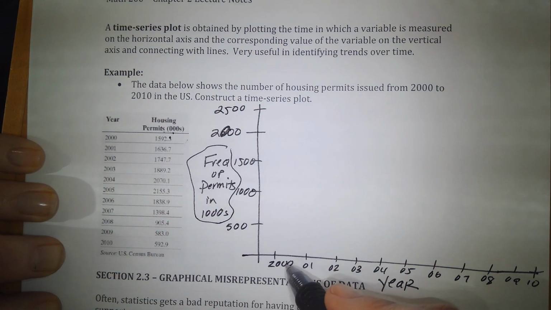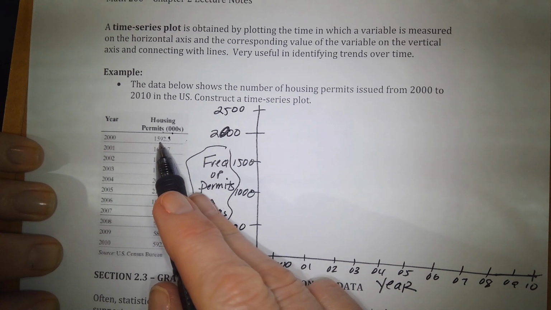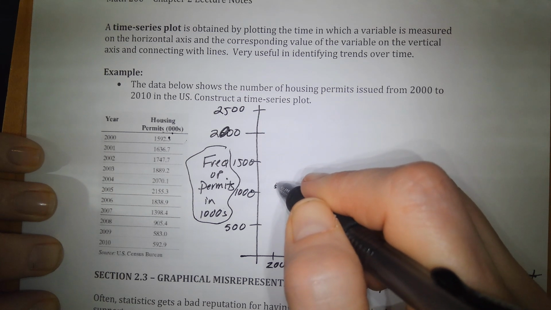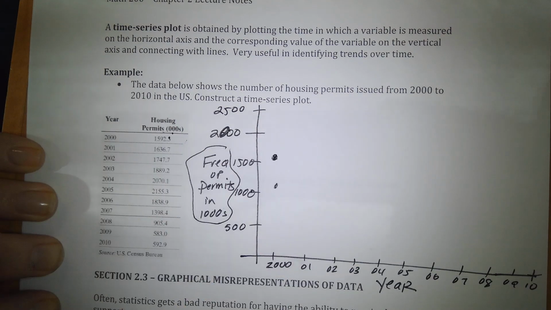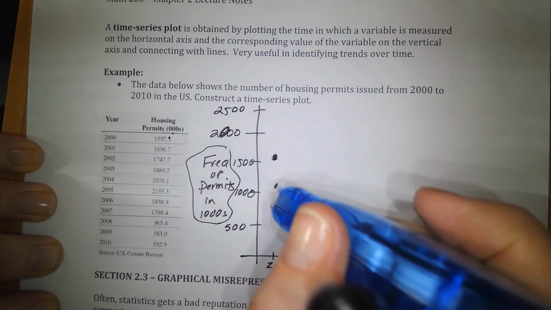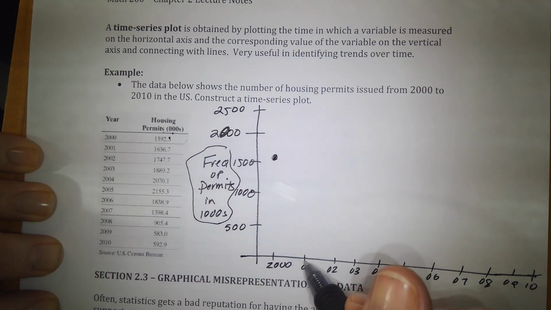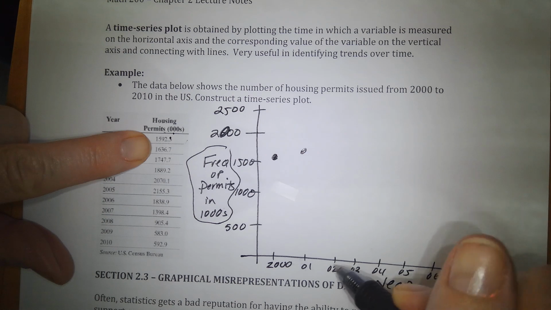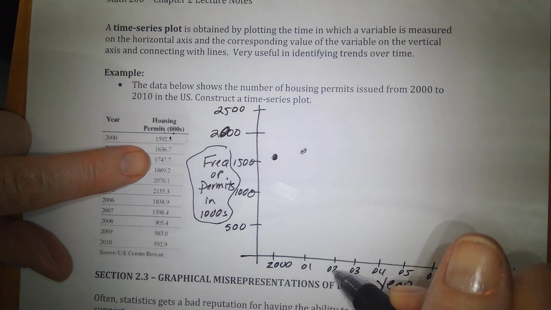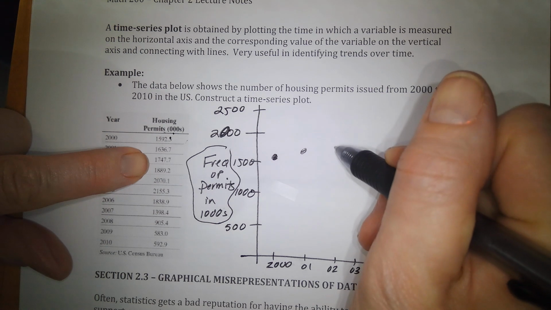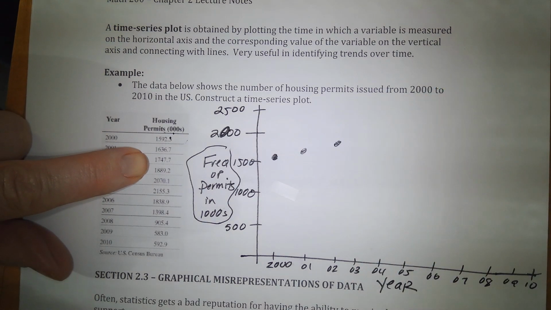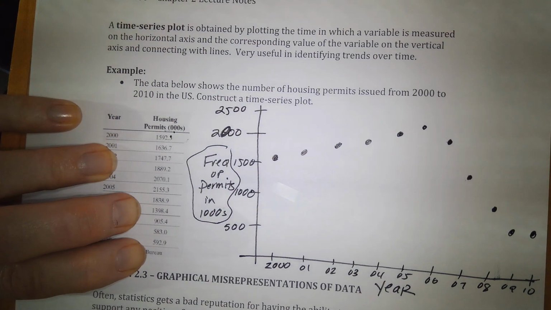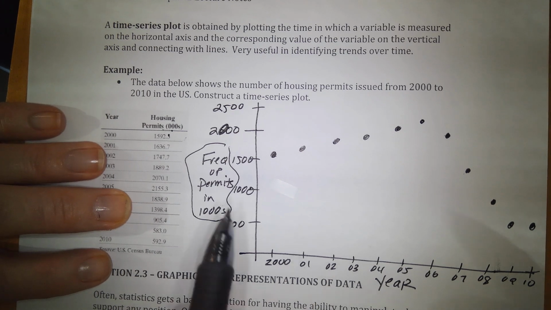Okay? All right, so in the year 2000, I had 1,592 permits. Actually, 1,592,000. So that's right about there. Okay? In the year 2001, I had 1,636. In the year 2002, I had 1,747,000 permits, and so on. So I'm going to let you draw the rest of these dots, and then I'm going to pause, and then we'll come back together.